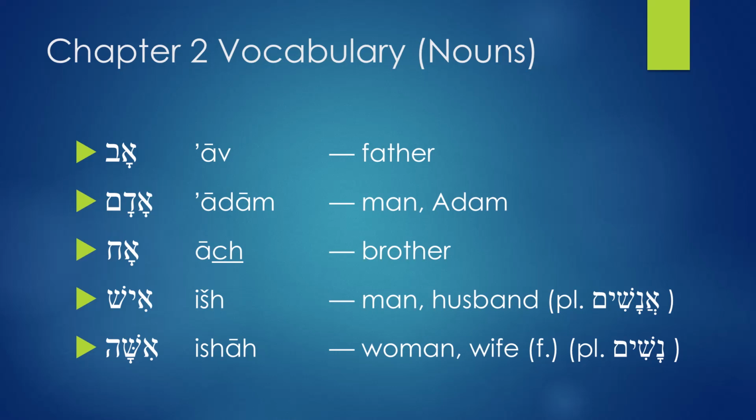Isha means woman, or it can mean wife. Now notice, on top you have ish, next you have isha. Ish, man, isha, woman. In fact, this is a reading that you find when Adam says, this one will be called Isha because she was taken out of Ish. She shall be called woman because she was taken out of man. Ish means man, Isha means woman.